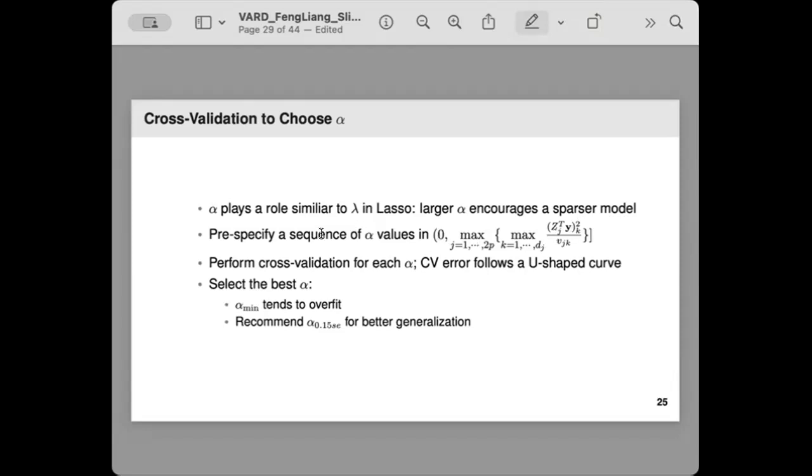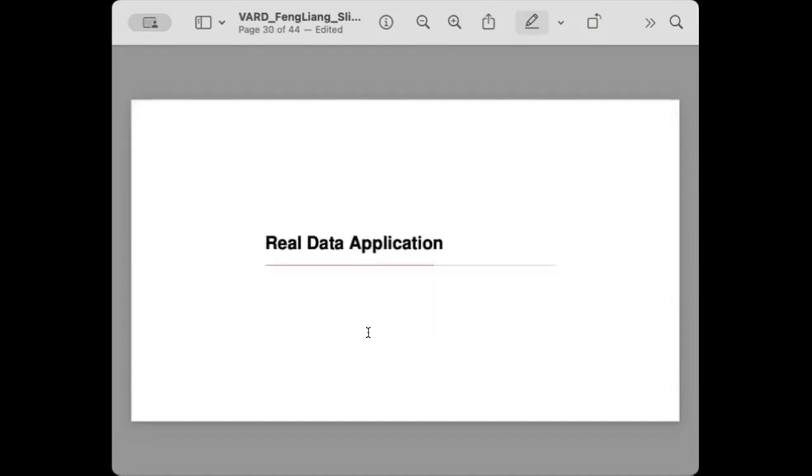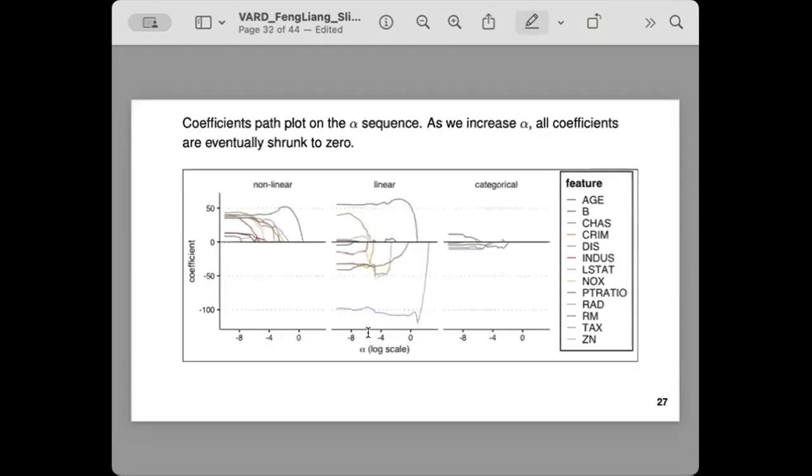We can just specify a sequence of alpha values in this interval, and then we perform cross-validation for each alpha. The CV error looks like a U-shaped curve, and then we select the best alpha, either the one that minimizes the CV error, or something we call the standard error rule, which I'll explain using a real data set.